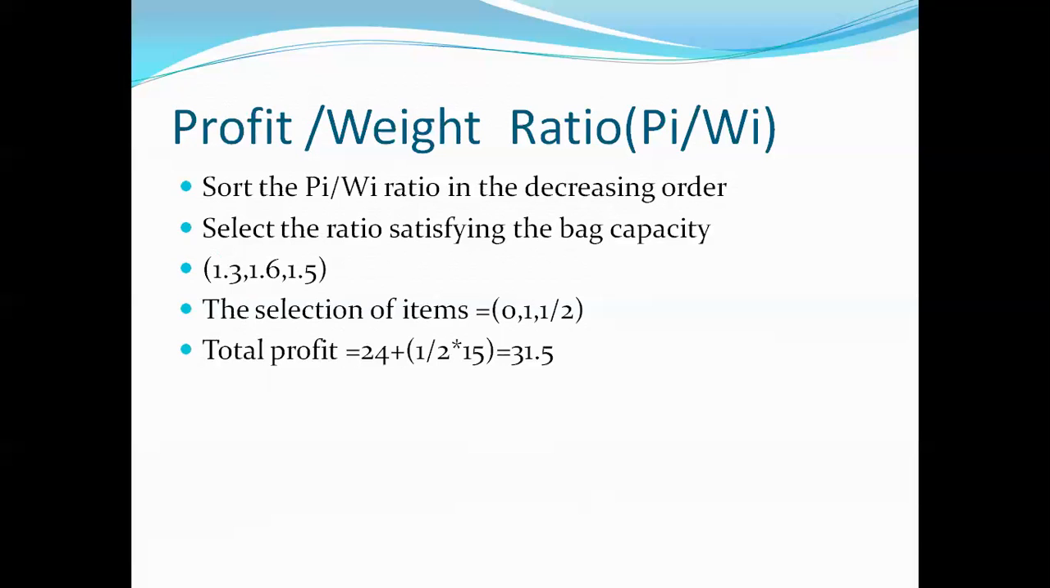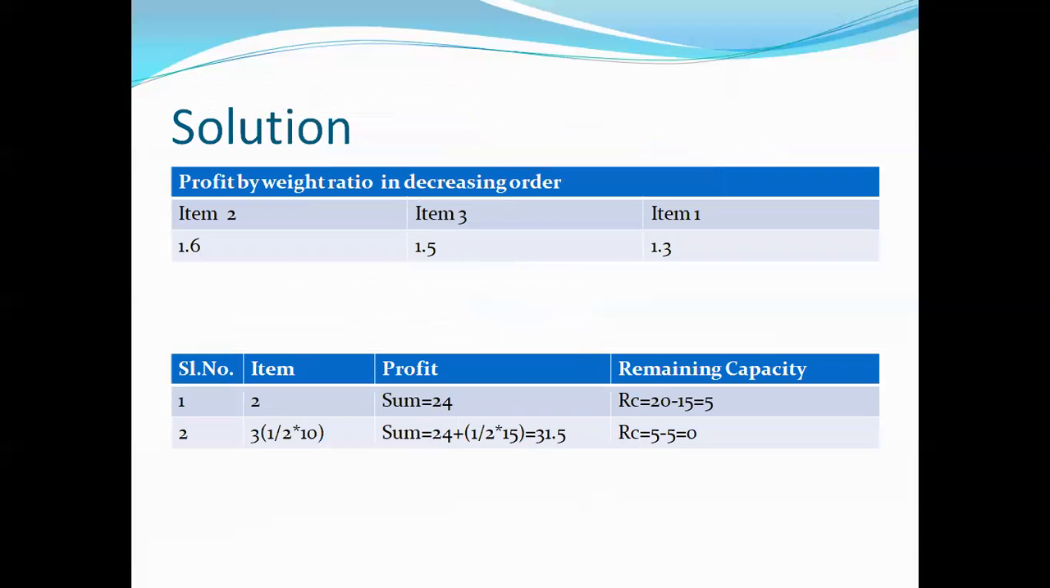We can see the illustration of this problem in this solution. On arranging the profit by weight ratios in decreasing order, you can see item 2 with 1.6, item 3 with 1.5, and item 1 with 1.3. As item 2 has the highest profit by weight ratio, take item 2 into the bag, where 15 kgs of capacity is filled. So the remaining capacity will be 5 kgs, and the profit gained by the selection of the second item is 24 rupees.